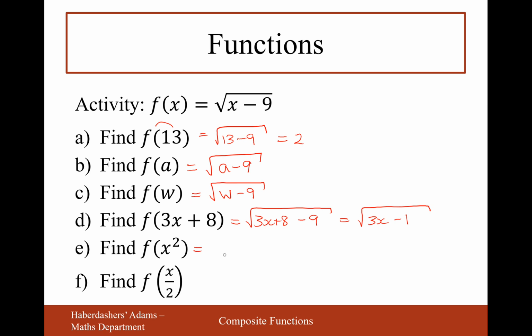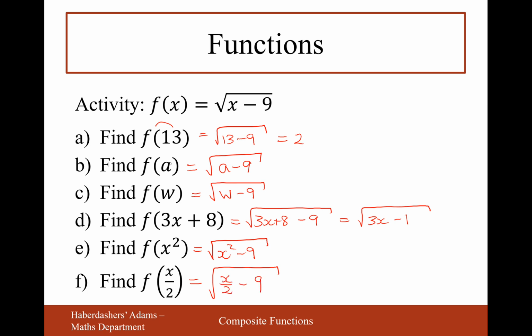Putting x squared inside the square root, that'll make it square root of x squared minus 9. And you're thinking, could we simplify this? Well, no, we can't. When you've got a subtract in the middle of 2 squared things, you can't simplify a square root. And putting x divided by 2 into the function, that will make it x divided by 2 minus 9.